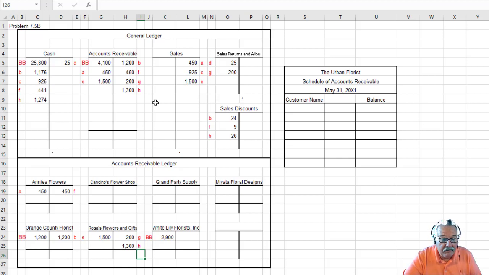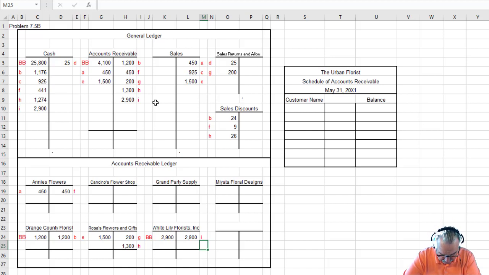Then we received a payment from White Lily Florists. Debit cash. This is transaction I. Debit cash $2,900 and credit accounts receivable $2,900. And then we need to also post it down to White Lily Florists down below in the accounts receivable subsidiary ledger. They paid their balance. There is no discount taken on this situation.